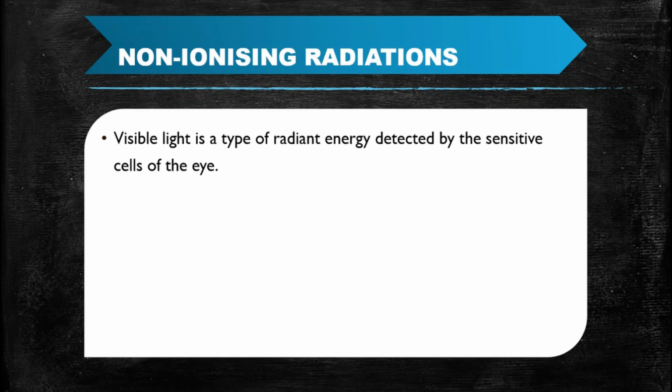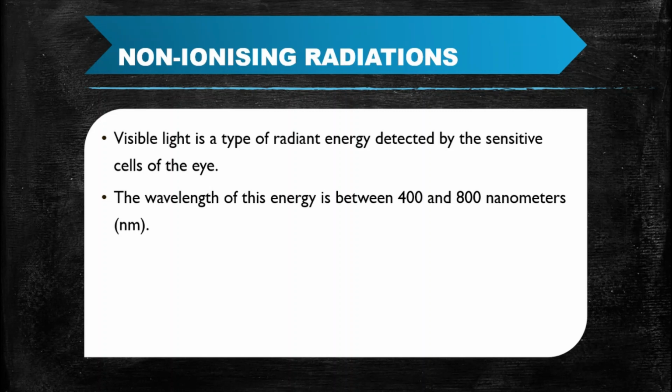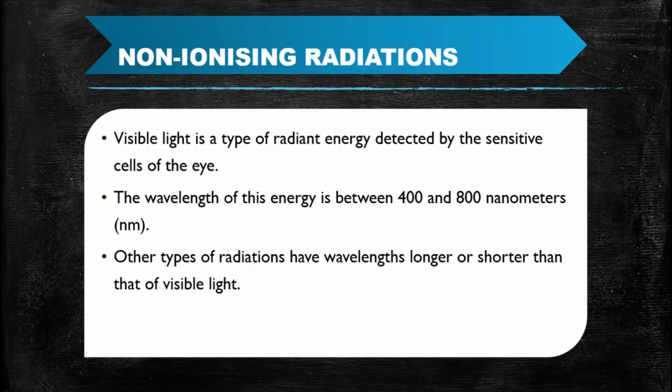But first we should know about light. Here you can see that visible light is a type of radiant energy detected by the sensitive cells of the eye. The wavelength of this energy is between 400 and 800 nanometers. Other types of radiations have wavelengths longer or shorter than that of visible light. So the light we normally see with the naked eye is between 400 and 800 nanometers. But there are certain wavelengths which are longer or shorter than that of visible light.